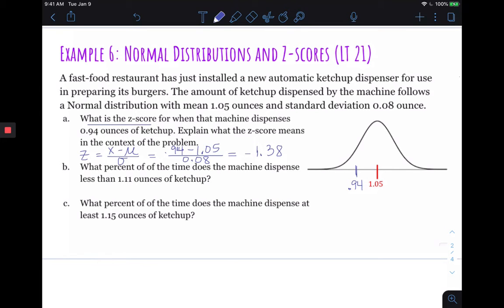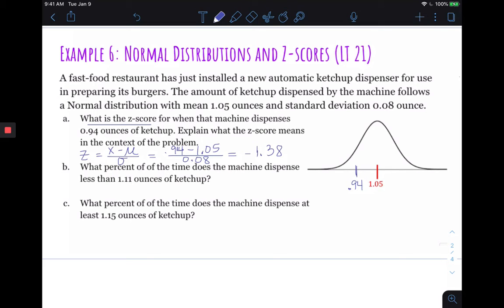And then explain what the z-score means in the context of the problem. So a z-score is how many standard deviations a value is from the mean. So we would say something like 0.94 is 1.38 standard deviations below the mean. And I'm saying below because it's negative, and you can see on the picture that it's below the mean. So 0.94 ounces of ketchup is 1.38 standard deviations below the mean amount of ketchup.